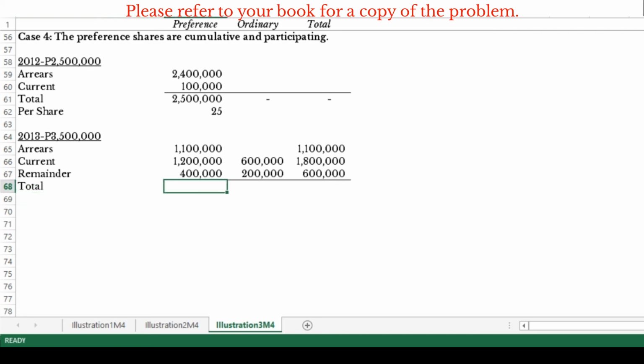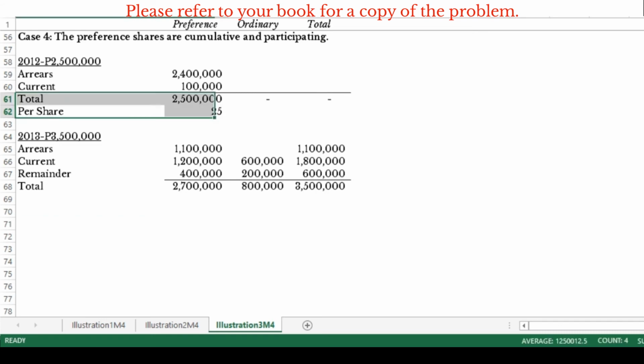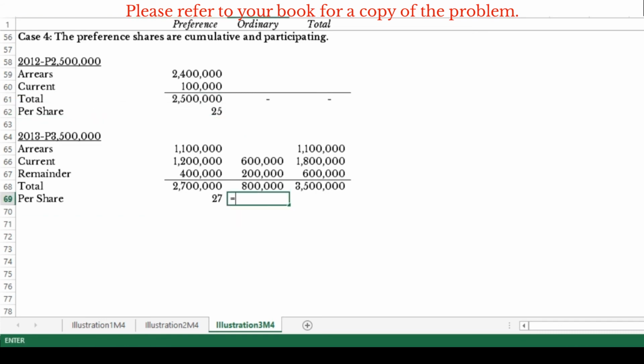So, alamin naman natin yung total per type of share or per class of share. So, for this particular year, ang marireceive ni preference in total is 2.7 million. Ordinary 800,000 for a total dividend of 3.5 million. So, let's copy this. Okay, so for this one, we have 800,000 divided by 500,000 shares. So, magkano yun without rounding off? Ayan. So, for preference shares, we have 27 pesos per share. And for the ordinary shares, we have 1.6 per share.